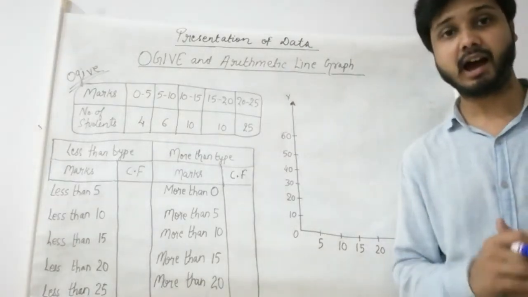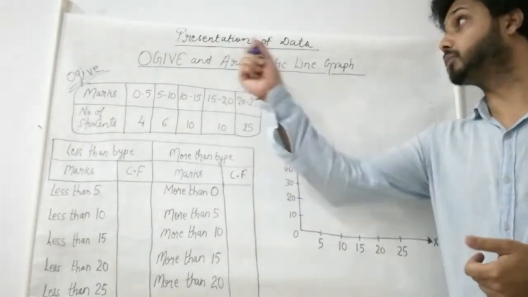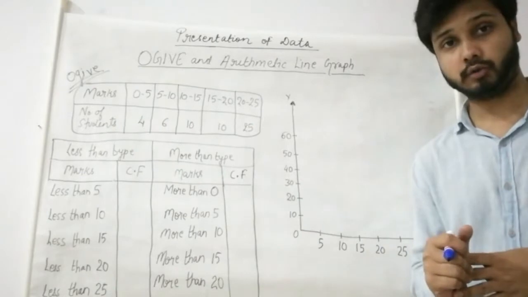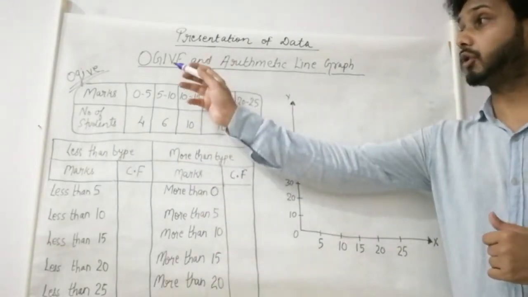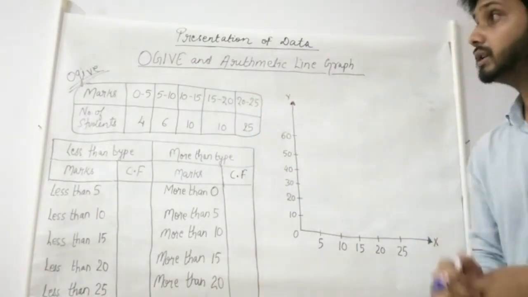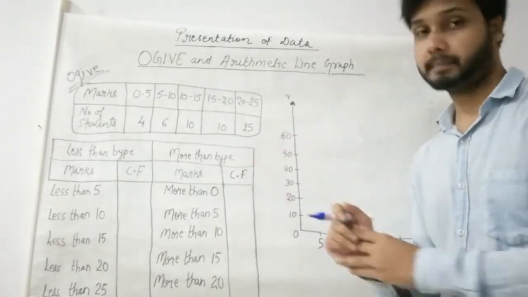Hello students, after learning all the diagrammatic representations related to presentation of data, now we are into the last video of this chapter. In this video we will learn how to make ogive and arithmetic line graph. So let us start with the first topic, that is ogive, how we will make it.